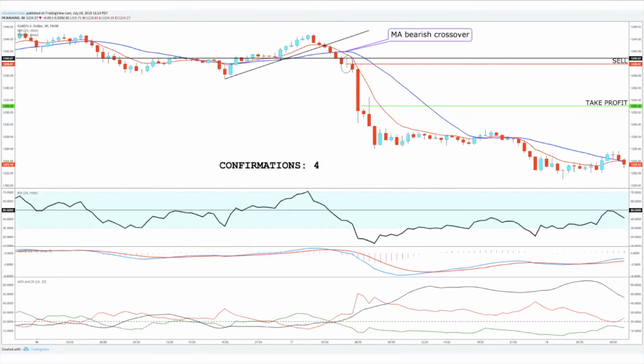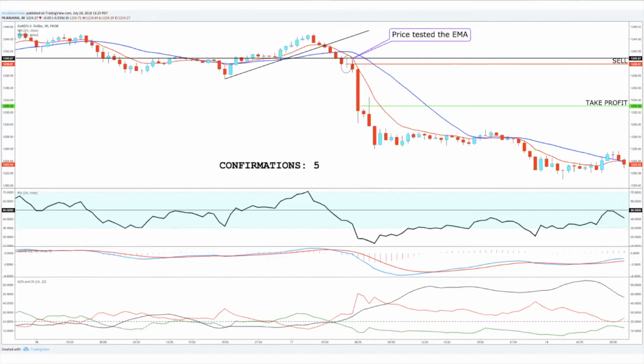We have moving averages have a bearish crossover, saying that the uptrend is now into a downtrend, showing it's a good time to enter, and price is below it. That's all we want to see. We want to see price below the moving averages, and we want to see the faster line move above the slower line.